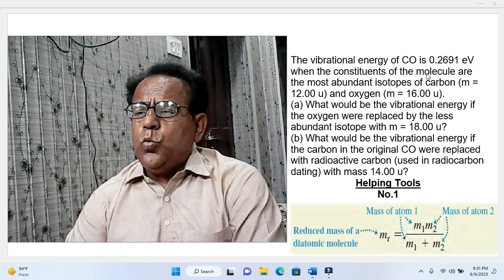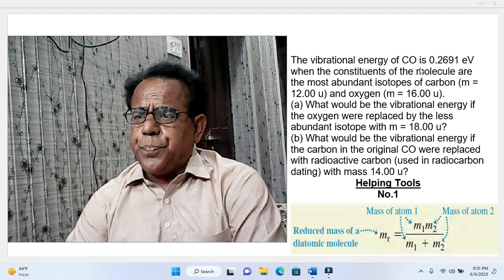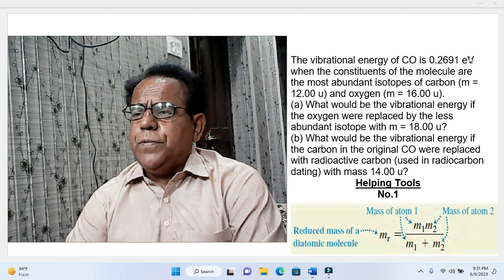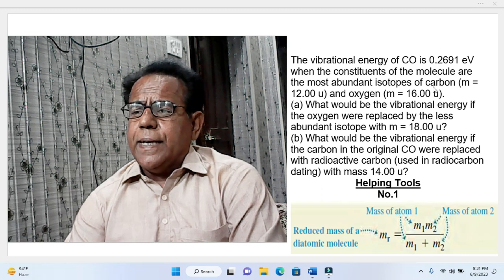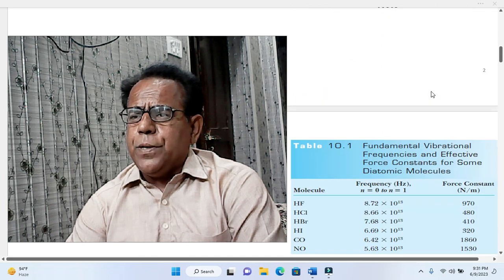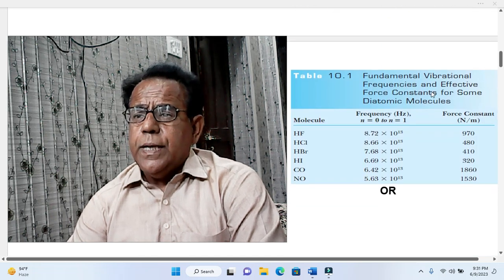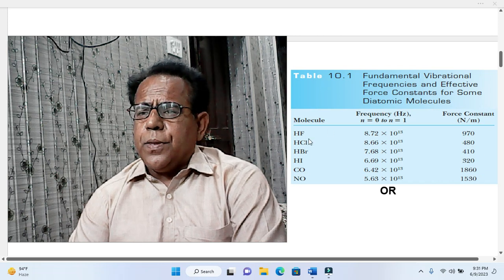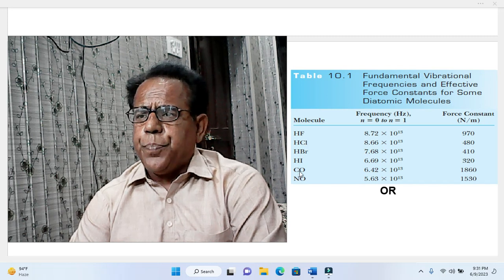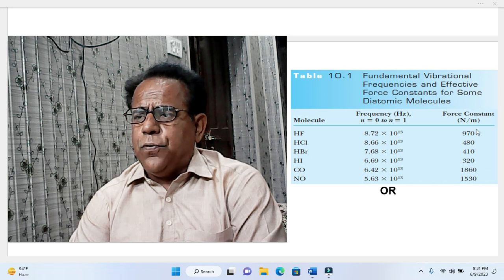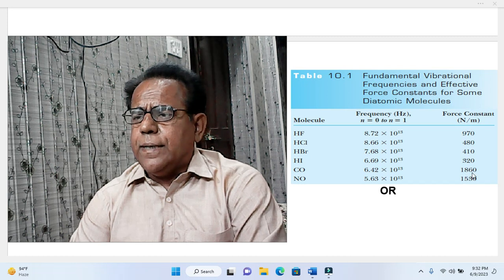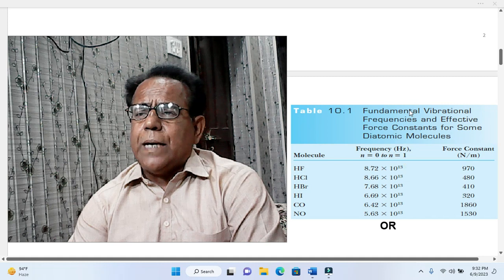So here there are two ways to solve this problem. One way is that we keep the vibrational energy as this and solve the problem. The other way is that we first move to helping tool number 3. Okay, this is helping tool number 3. Table 10.1, second last row, carbon monoxide CO. Frequency and then force constant, Newton per meter, 1860 Newton per meter. This is our tool number 3.